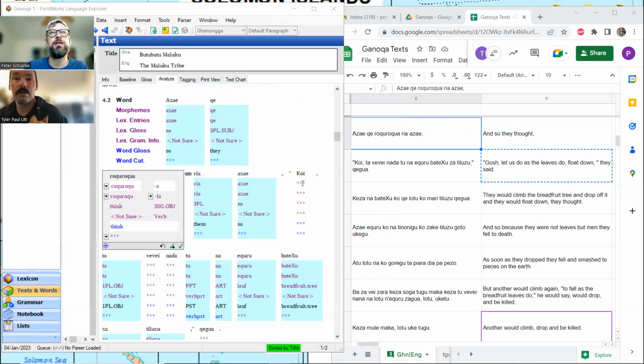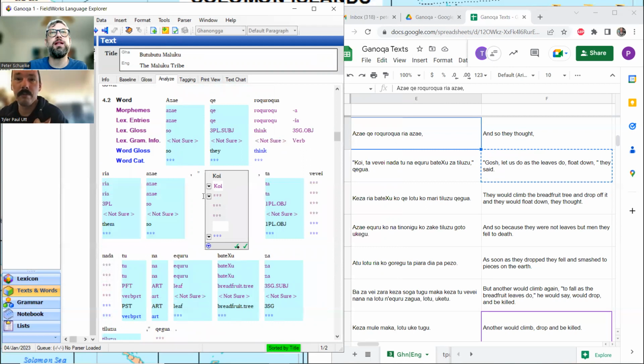Koi is gosh. It's an exclamation. Are you talking about koi? Yeah. Let's call it gosh. Let's lowercase it and call it gosh, just so we don't have it as a space so much.